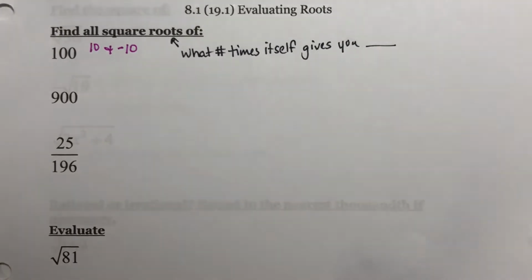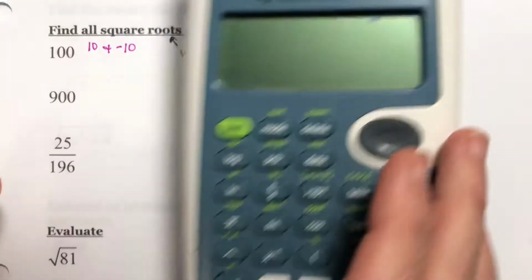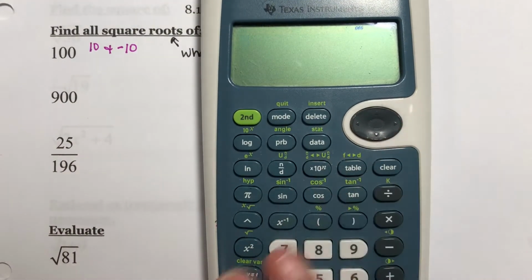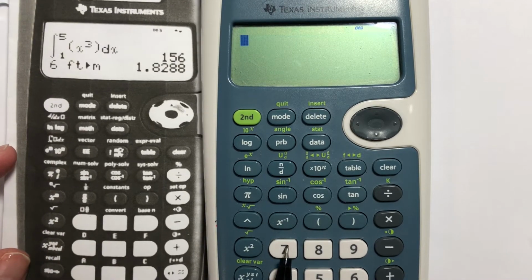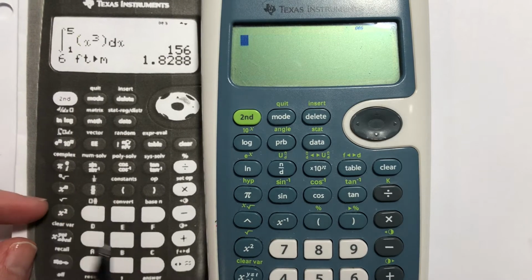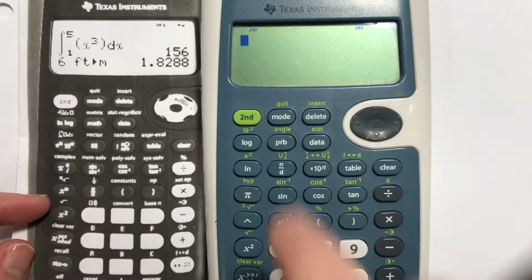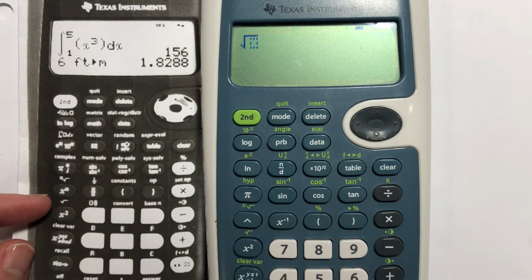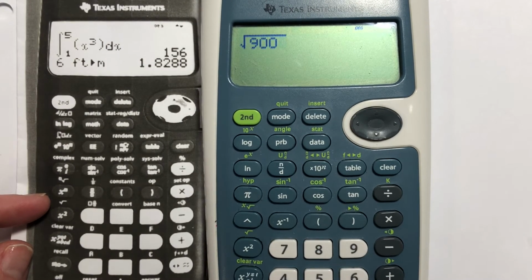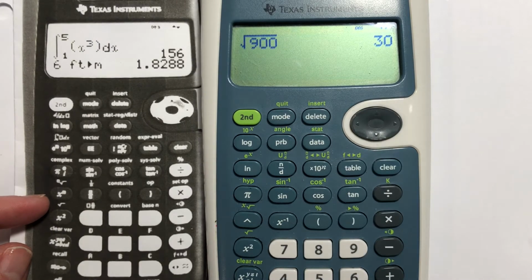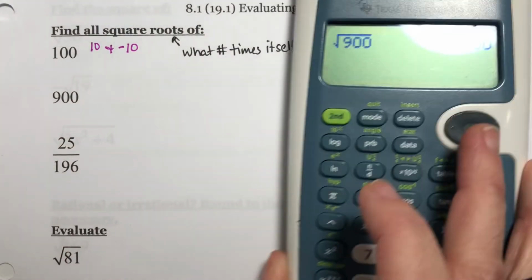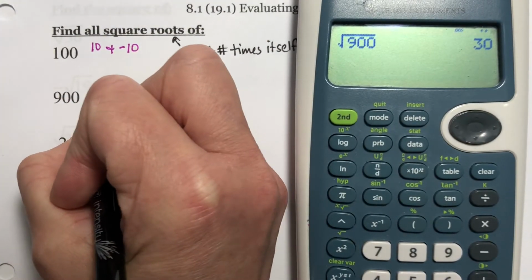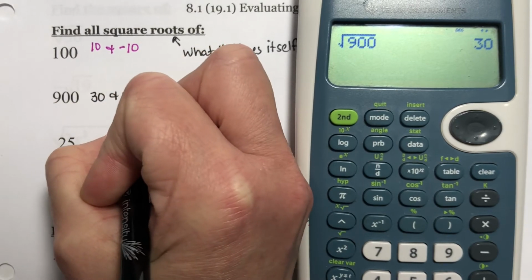Okay, find all square roots of 900. So we're looking for what number times itself gives us 900. On your calculator, on both calculators, your square root button is directly beside the 7. It's right here. You're going to have to hit second to get there, second square root, and then enter 900, and then you're going to hit enter, and it will tell you that it's 30. So the square root of 900 is 30. Now we just had to use this little symbol here. It only gives us the positive answer. We have to know enough to provide the negative answer.